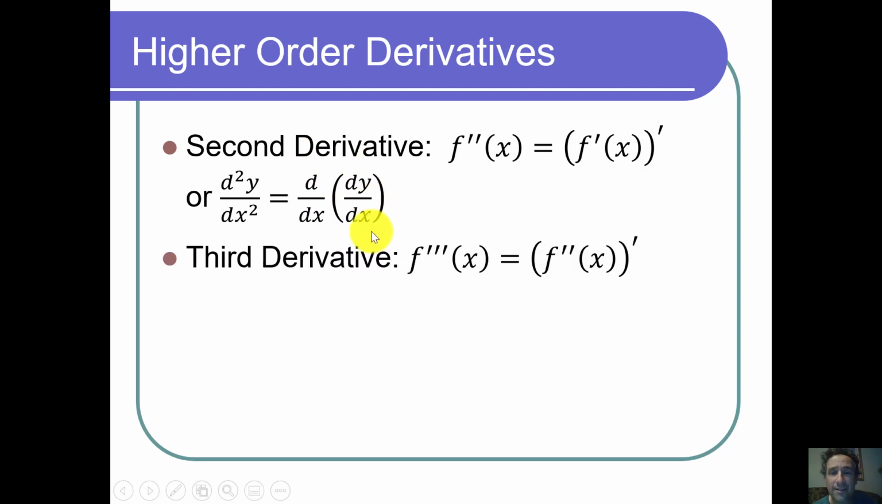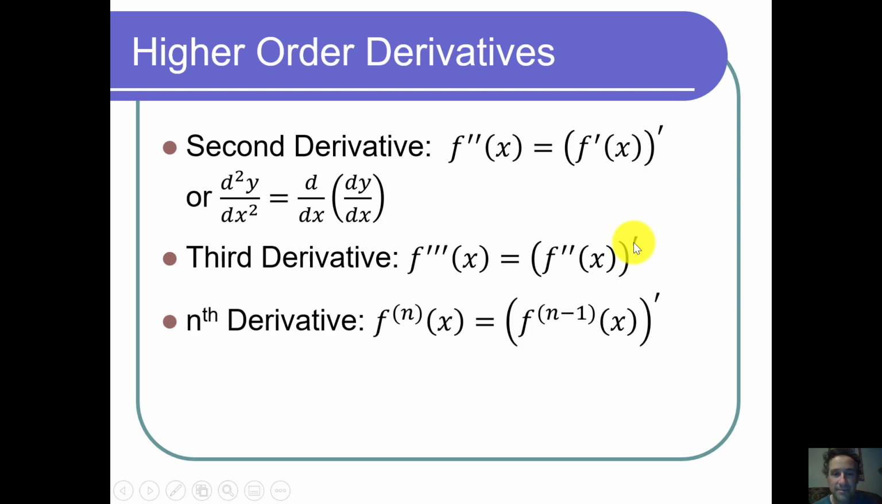We could talk about the third derivative. Well, the third derivative, that's f triple prime of x, is going to be equal to f double prime of x all primed. So it's the derivative of the second derivative. And in particular, we can define this recursively and say the nth derivative. So that's f, with a superscript in parentheses n, of x, is equal to the n minus first derivative of x, all taken the derivative of. So you take the derivative of the n minus first derivative, and that gives you the nth derivative. So to get the 94th derivative, well, that's the derivative of the 93rd derivative, for example.